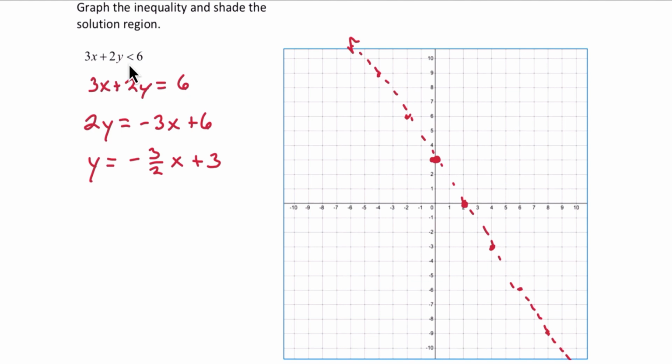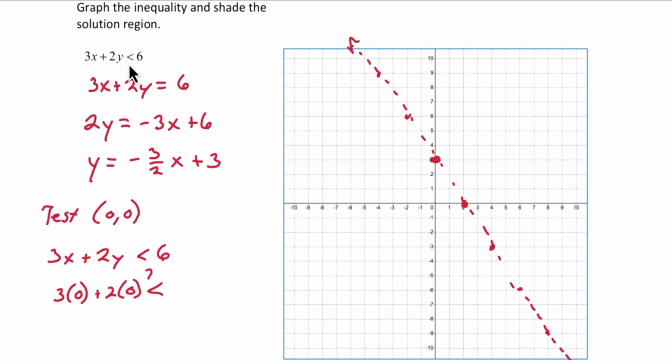The easiest point is typically the origin. So let's test 0, 0. And we're going to test it in the original inequality: 3x plus 2y is less than 6. Plug in 0 for x, 0 for y, and we're asking, is that a true statement? 0 is less than 6. That's a true statement.